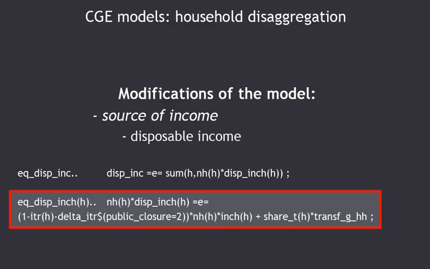Note that the category H household is taxed on its income at the rate ITR defined over H, and in case the public closure is such that the tax losses are compensated by an additional income tax called delta_ITR, the rate of this tax is increased by delta_ITR. On the other hand, household category H receives in total a share called share_T, defined over H, of total transfers of government to households.